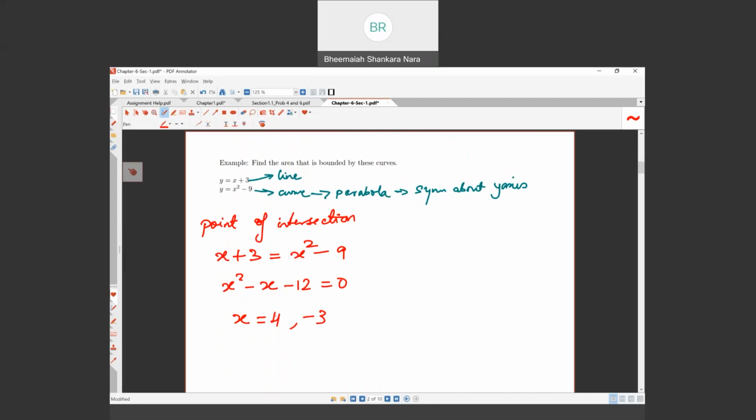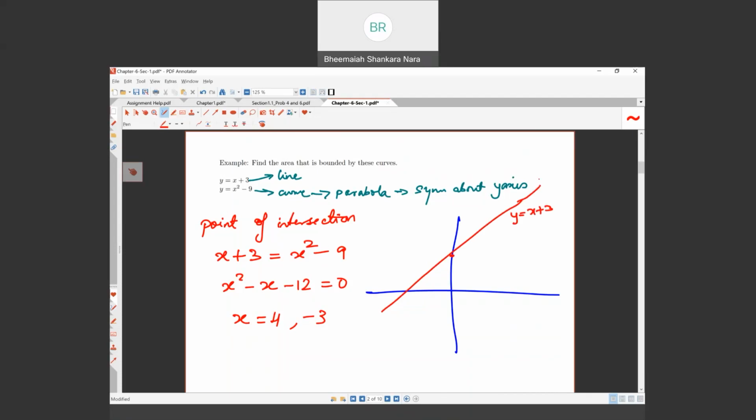Now you try to trace the line and the parabola, also using these points of intersection. So you have a line with a positive slope, and the slope of the line is 1, and the y-intercept is 3. So you draw a line passing through y-intercept 3. This is your y equals x plus 3 line, with positive slope 1.